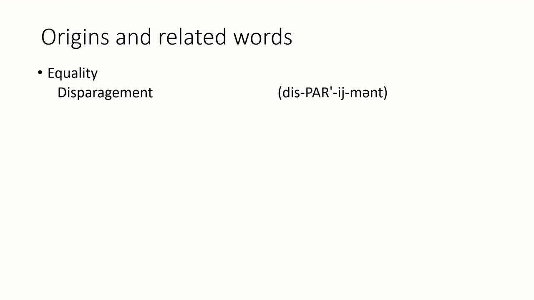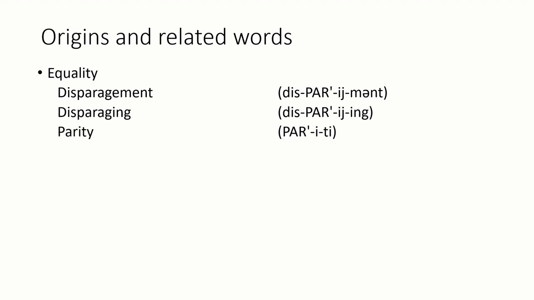Here dis, as you know, is a negative prefix. The noun is disparagement. The adjective is disparaging, as in, why do you always make disparaging remarks about me? So parity is a noun that means equality. Disparity means a lack of equality or difference.